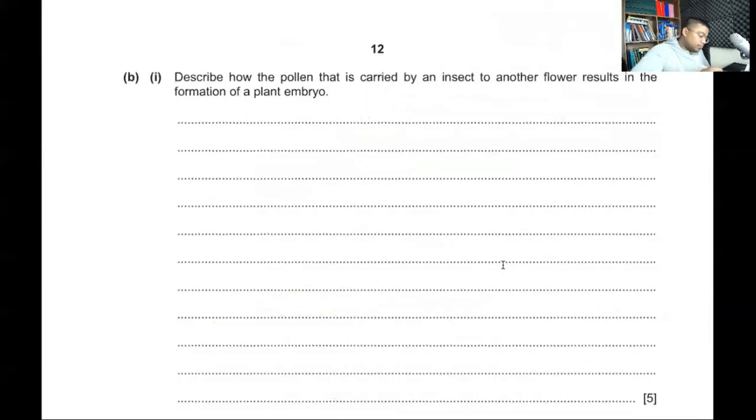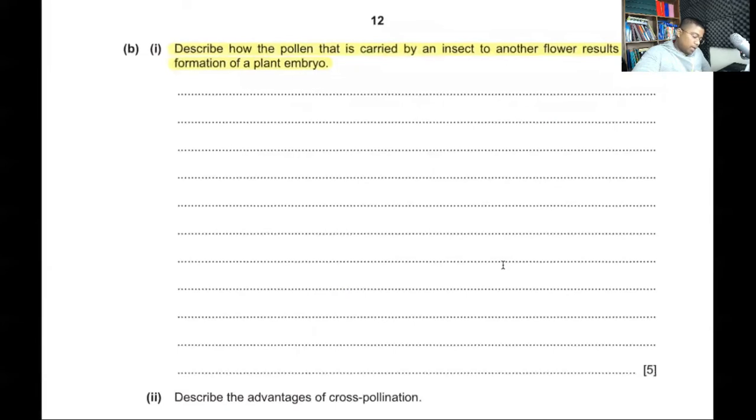All right, moving on. Describe how the pollen that is carried by an insect to another flower results in the formation of a plant embryo. Guys, after the pollen is transferred to the stigma, it forms a pollen tube. The pollen tube grows down the style. The pollen tube enters the ovule. The male nucleus then fuses with the ovule and fertilization occurs. This leads to the formation of a zygote. The zygote divides by mitosis to form an embryo. The fertilized ovule becomes the seed.